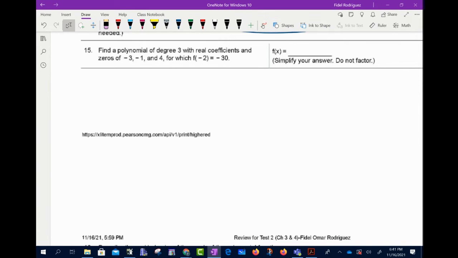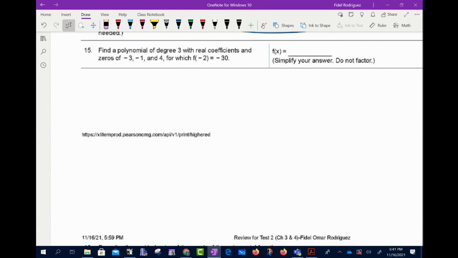And I'm not certain you guys had 15, but I want to do these two problems because I want to show y'all something. Look, number 15 says, find a polynomial of degree 3 with real coefficients and zeros of -3, -1, and 4, for which f of -2 is equal to -30.